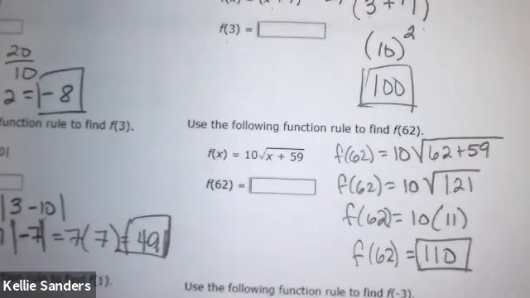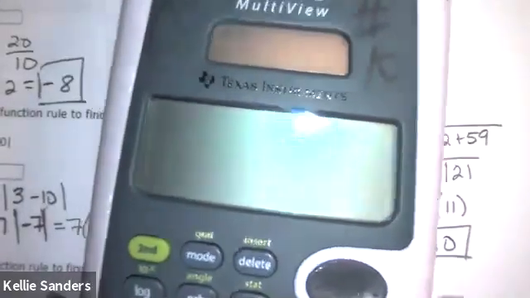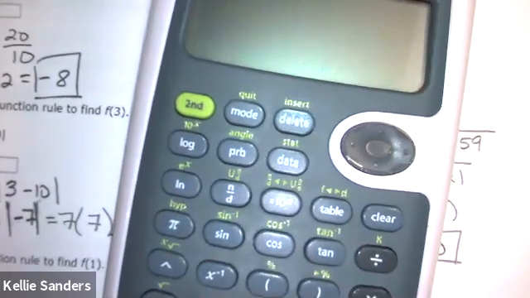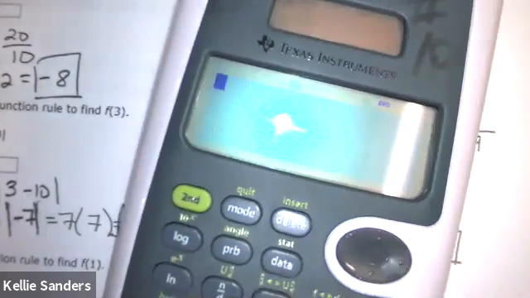Okay. That being said, let's go to here, just in case you didn't know what the square root of 121 is. So we're going to turn the calculator on.